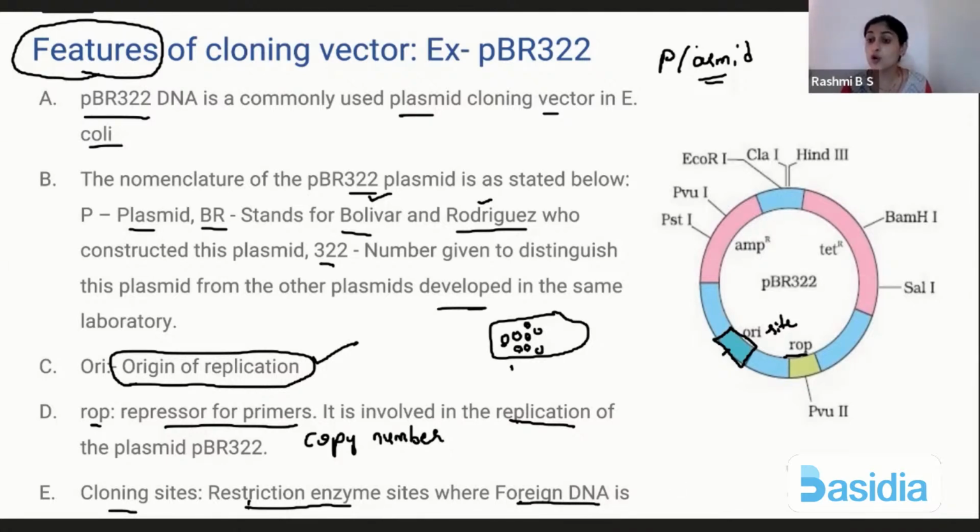Okay, I repeat, cloning sites are the sites where restriction enzymes like EcoR1, PvuI, PstI, BamH1, SalI act. All these are restriction enzymes, and they have specific recognition sites. For example, for EcoR1, it is GAATTC.